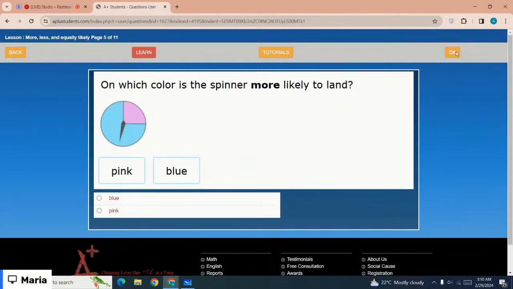On which color is the spinner more likely to land? Now you have to see more likely to land. So, which is the correct option? Here, the most portion on the spinner is blue, right? So, it will more likely land on blue. The correct option is blue.